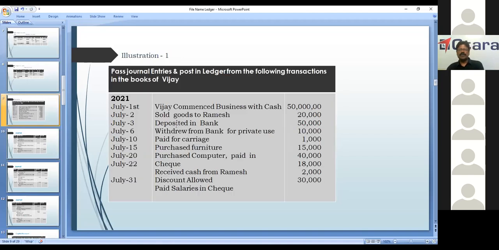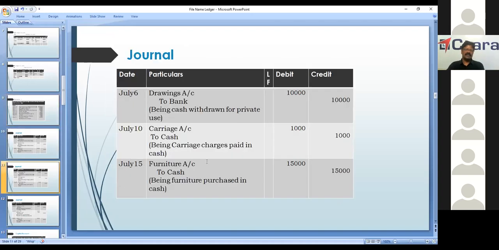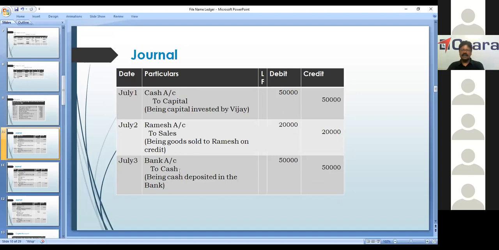Next, deposited in bank. How much? 50,000 cash deposited in the bank. Here, what is going out? Cash is going out, so we have to credit, and the banker being the receiver, we have to debit. So the entry is bank account debit 50,000 to cash account 50,000.